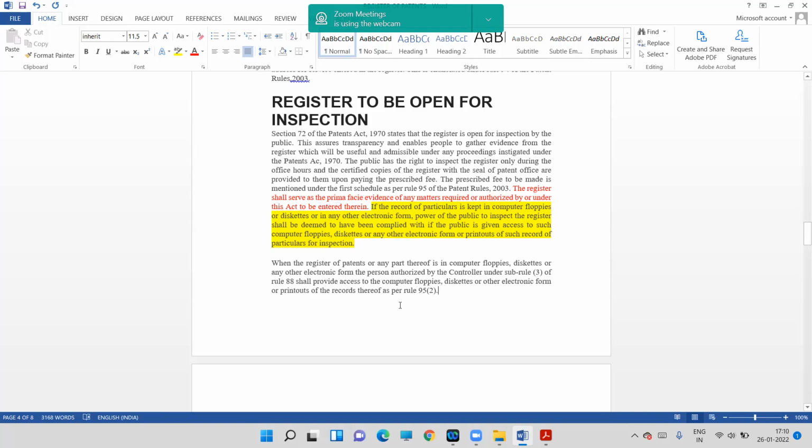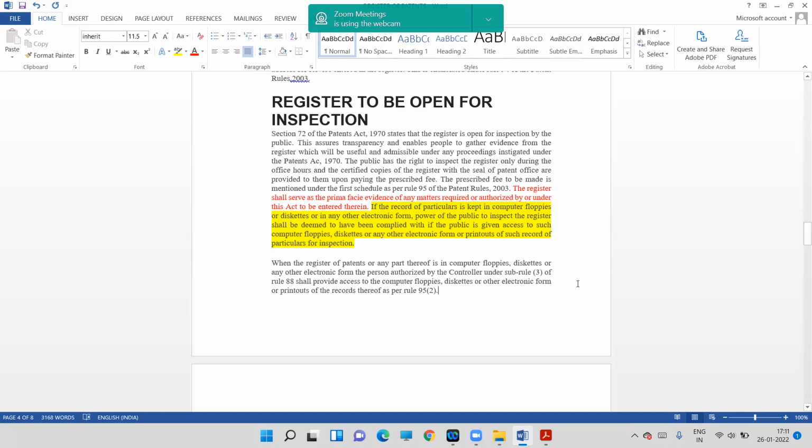The next point: when the register of patents or any part thereof is in computer floppies, diskettes or any other electronic form, the person authorized by the controller under sub rule 3 of rule 88. Can anybody tell me what rule 88 says? Rule 88, its sub rule 3, that is clause 3. Is anyone aware about that?